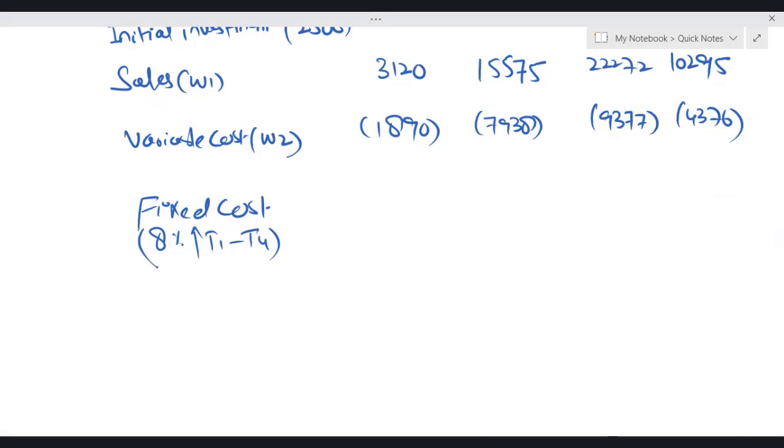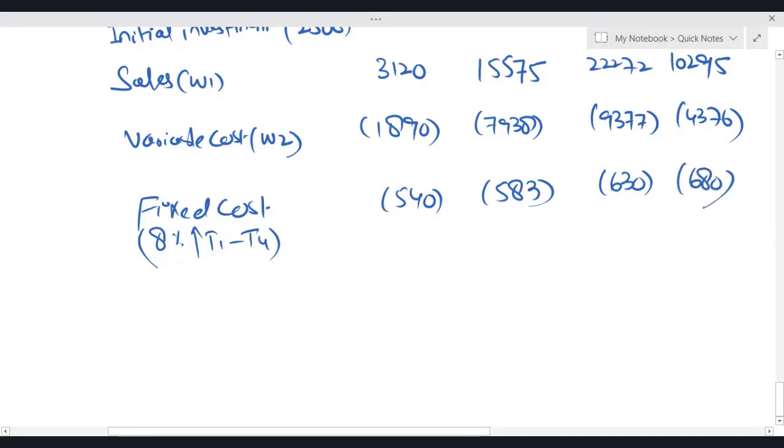500 multiplied by 1.08. I'm getting 540. Then this 540 multiplied by 1.08, I'm getting 583. 583 multiplied by 1.08, I'm getting 629.64, so make it 630. Into 1.08, I'm getting 680.0112, so make it 680.